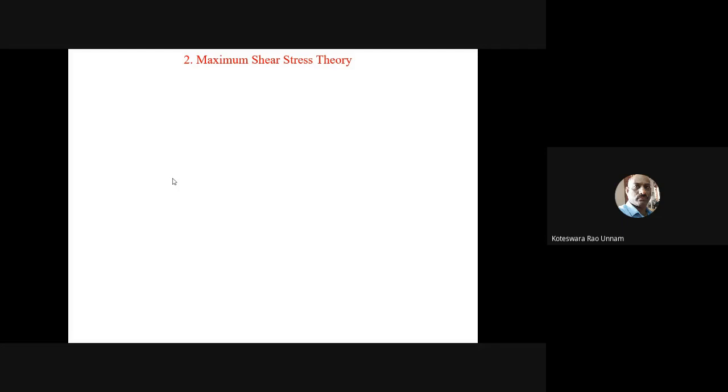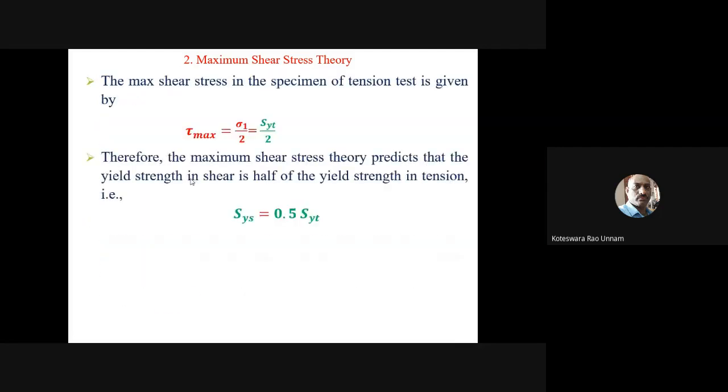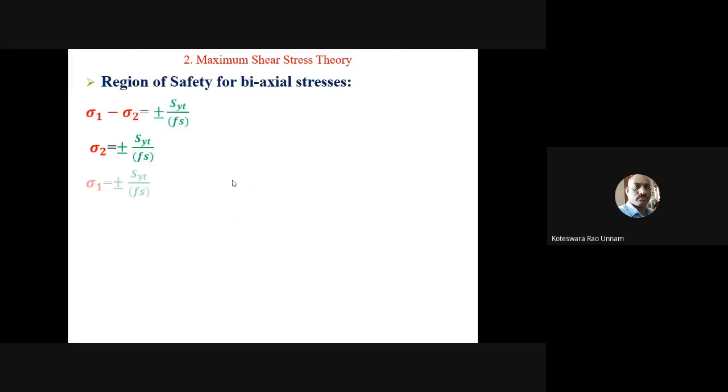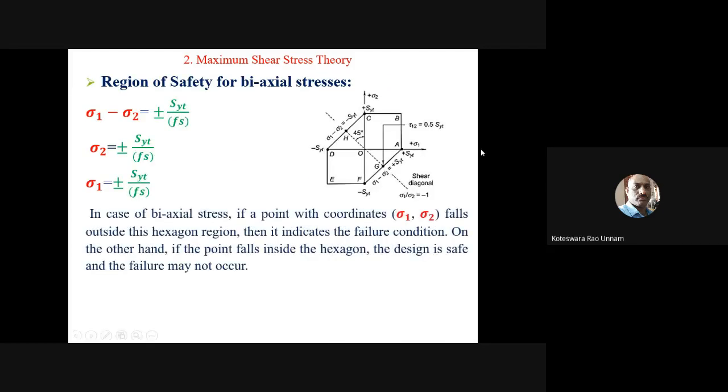Then we discussed the maximum shear stress theory. In this, we already derived the equations for failure for a biaxial state of stress, and even for a triaxial state of stress. Then we plotted the curve for the biaxial state of stress. Now the curve is going to be hexagonal in the case of maximum shear stress, whereas in the case of maximum normal stress, it is a square or rectangle. You can see there are 4 sides there, and here you have 6 sides.